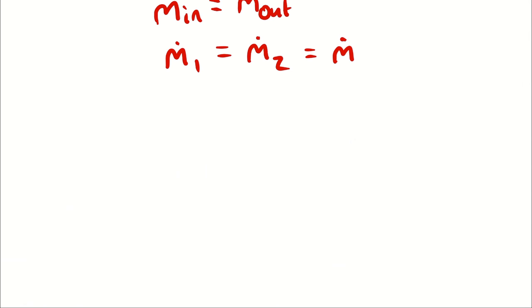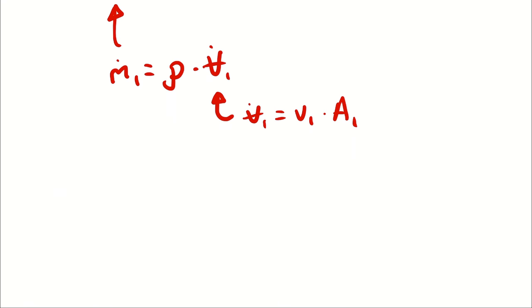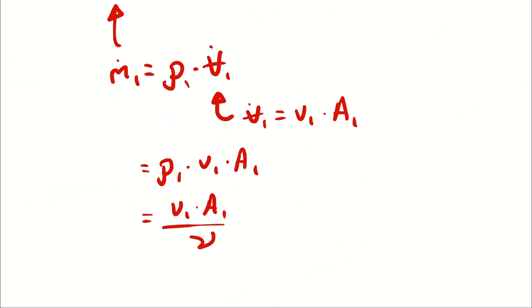We could describe m dot 1 by relating mass flow rate to volumetric flow rate. That would be density times volumetric flow rate. And then I could recognize that volumetric flow rate itself could be described as velocity times cross-sectional area. Then mass flow rate could be written as density times velocity times cross-sectional area, or more conveniently for us, velocity times cross-sectional area divided by specific volume.